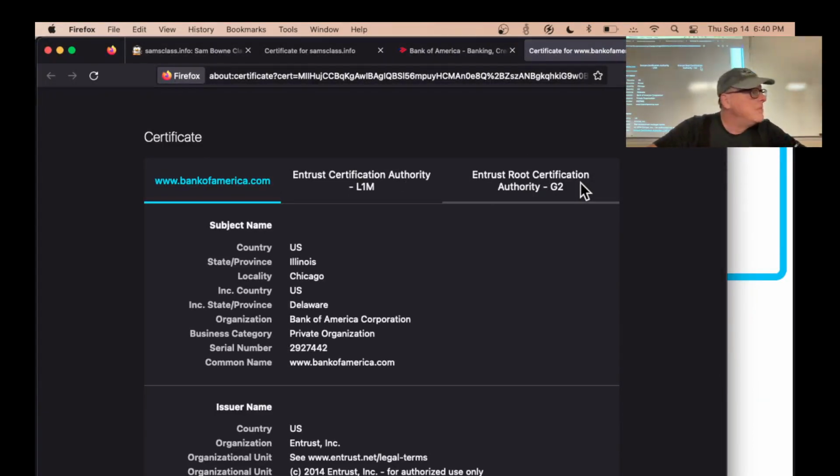What is an EV certificate? Extended validation. And what it means is they supposedly do some check to make sure you're a legitimate company.